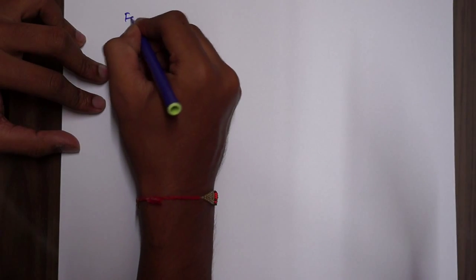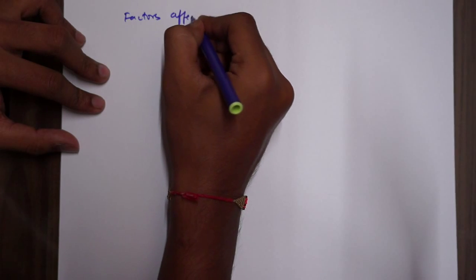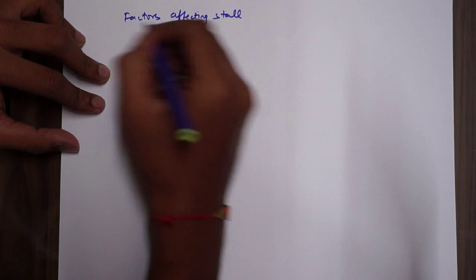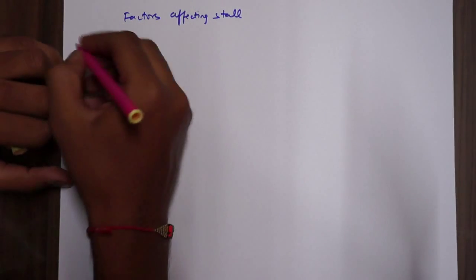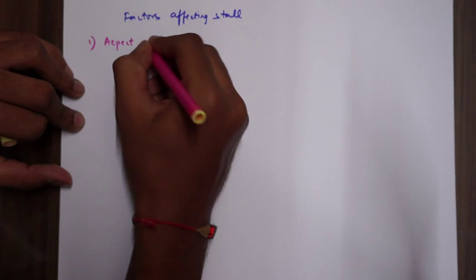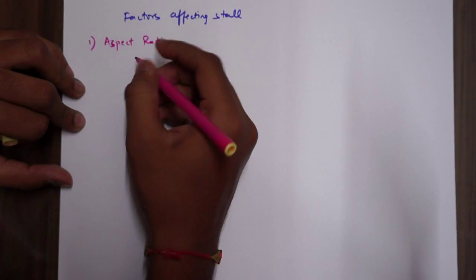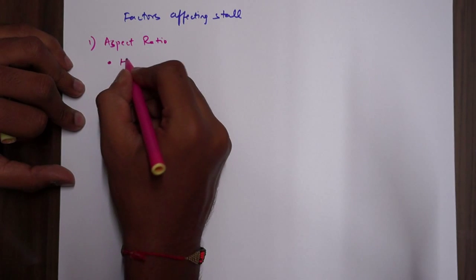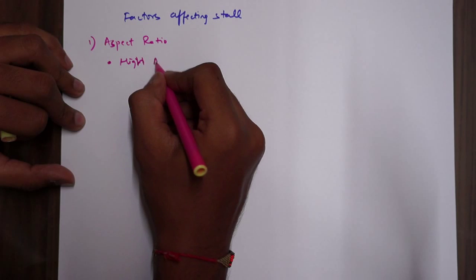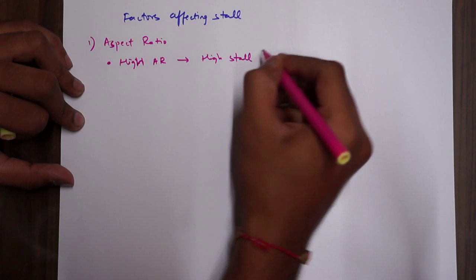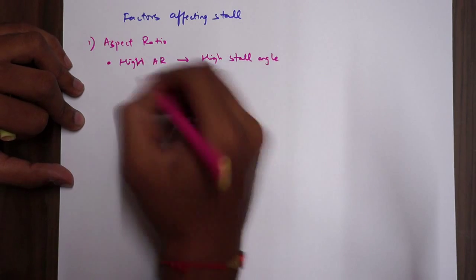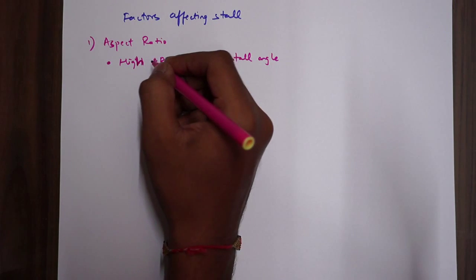Alright, so now we'll continue with the factors affecting stall. Factors that are affecting stall: aspect ratio. High aspect ratio leads to a high stalling angle, and that's why we prefer high aspect ratio wings to a certain limit, obviously.